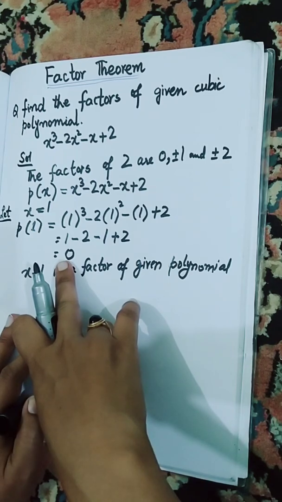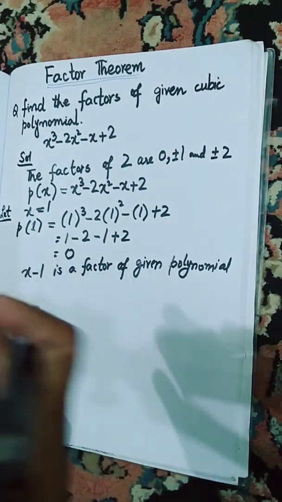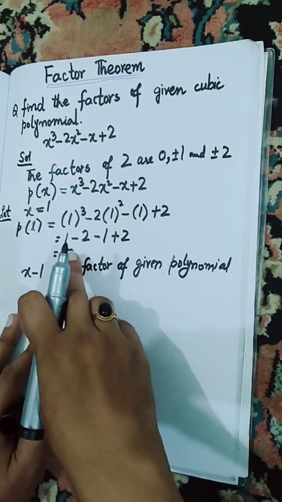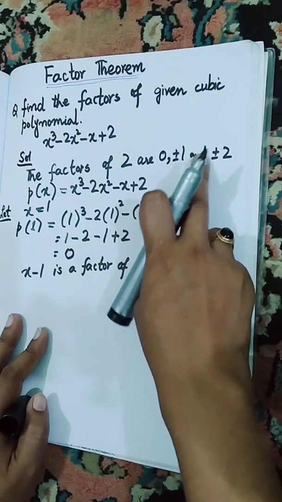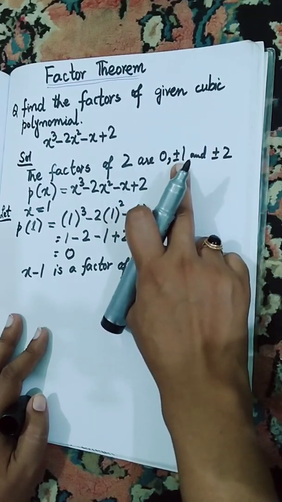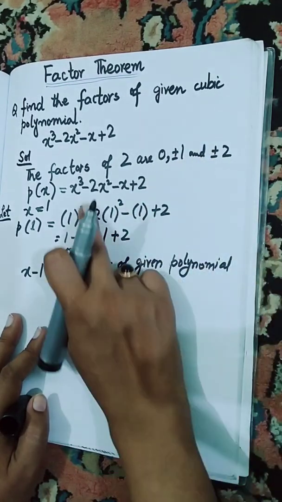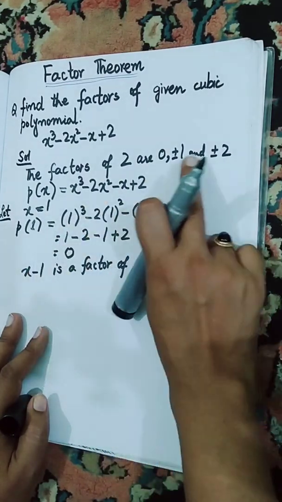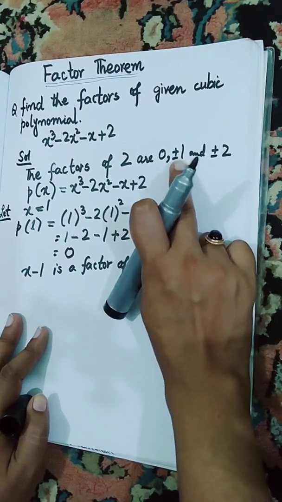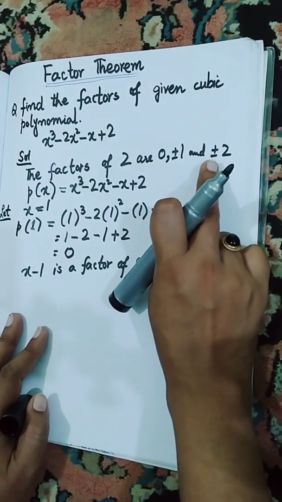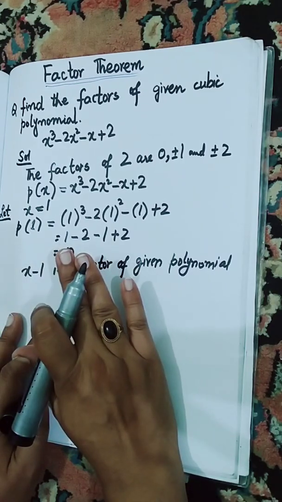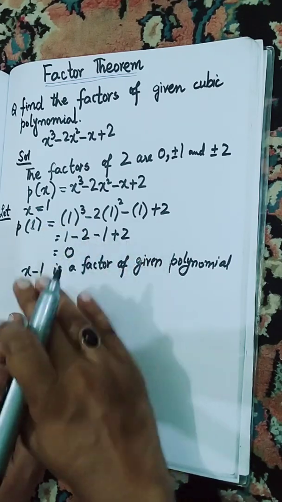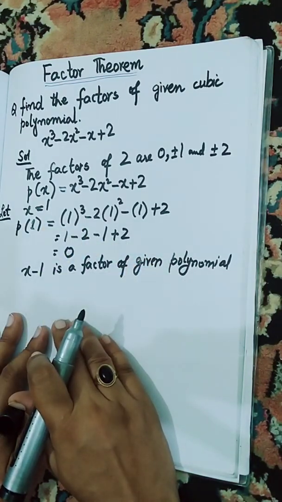Suppose we got something other than 0, then we need to substitute any other value, let's suppose minus 1, 2 or minus 2. This is also known as the trial method. In the trial method, we substitute the values of x as +1, -1 or +2, -2. If we get remainder 0, we will stop there and find the further 2 more factors.